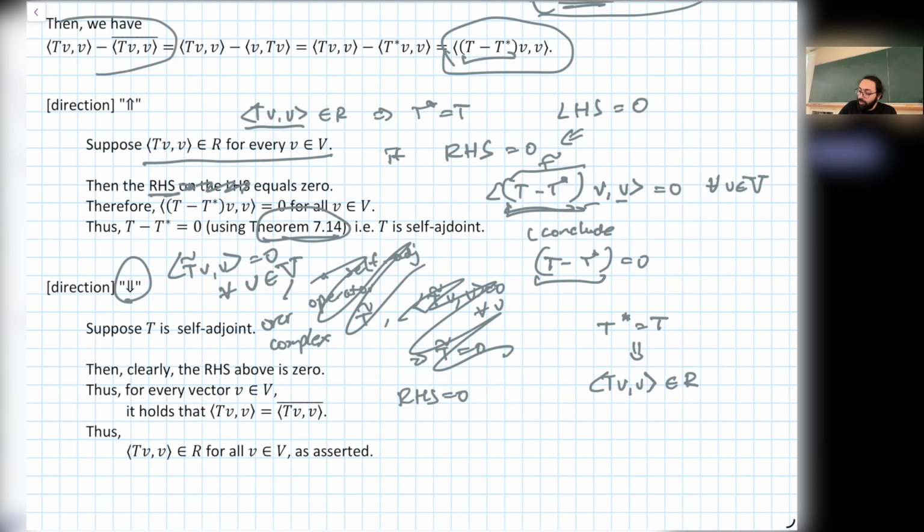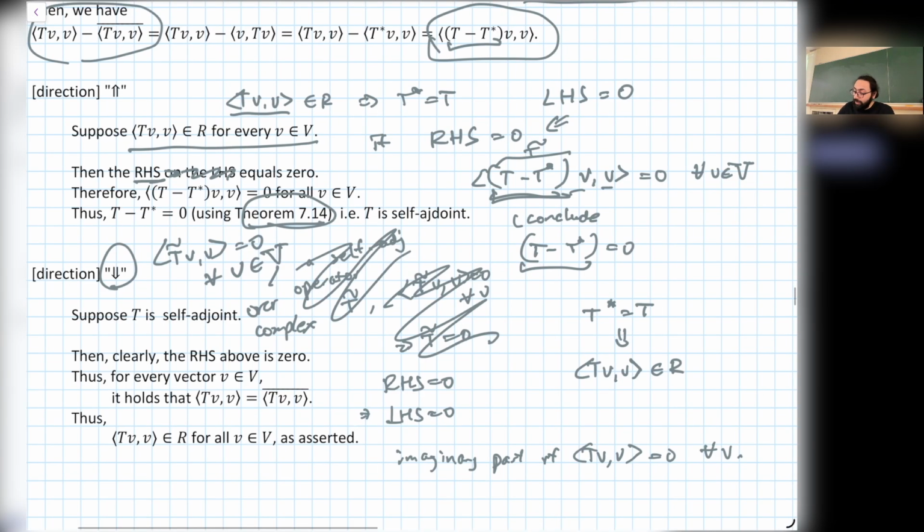And what does it tell you about the LHS? This implies the LHS is also 0. And what does it say? It says it's real, the imaginary part is 0. So the imaginary part of TVV is 0 for all v. Done? Reasonable?